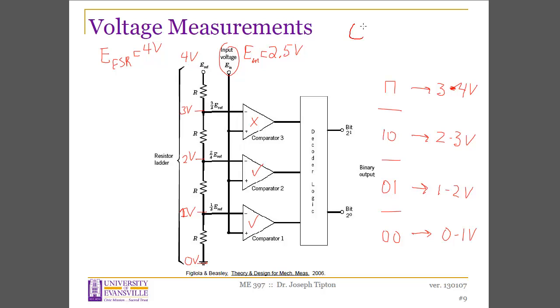And this is where we get that equation. Q, our resolution for the device, is equal to E FSR, full scale range, divided by the combinations of our device. It's 2 raised to the m, the number of bits in the system. In this case we have a 2-bit system. So we have 4 minus 0 volts divided by 2 raised to the 2 power, or we have a resolution of 1 volt. That's the best we can do in this case.